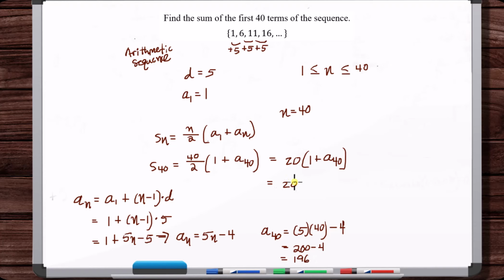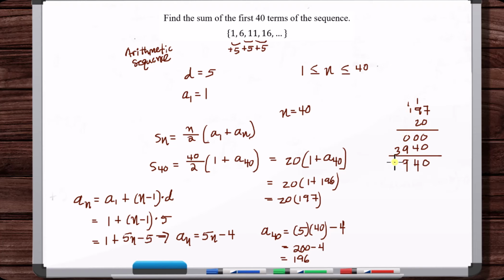So let's plug this into our formula for the sum. 197 times 20, and that's the sum of the first 40 terms of the sequence.